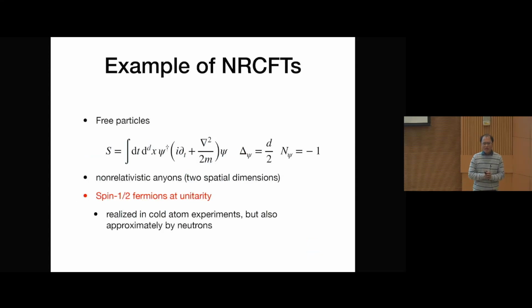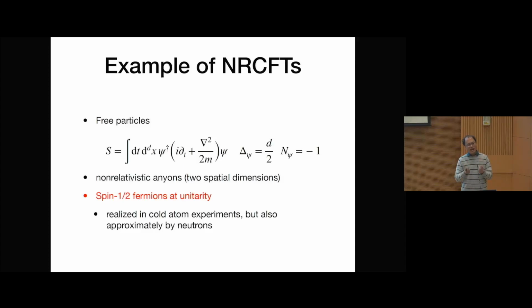Let's go to one example of non-relativistic CFT. The most trivial example is the example of free particles. If we have free particles written in the field theory or second quantized formulation, we have an action that is written here, and one can derive by trivial power counting the dimension of this operator to be d over 2. Again, time has to be counted as space squared in this power counting. This is a trivial example of a non-relativistic CFT.